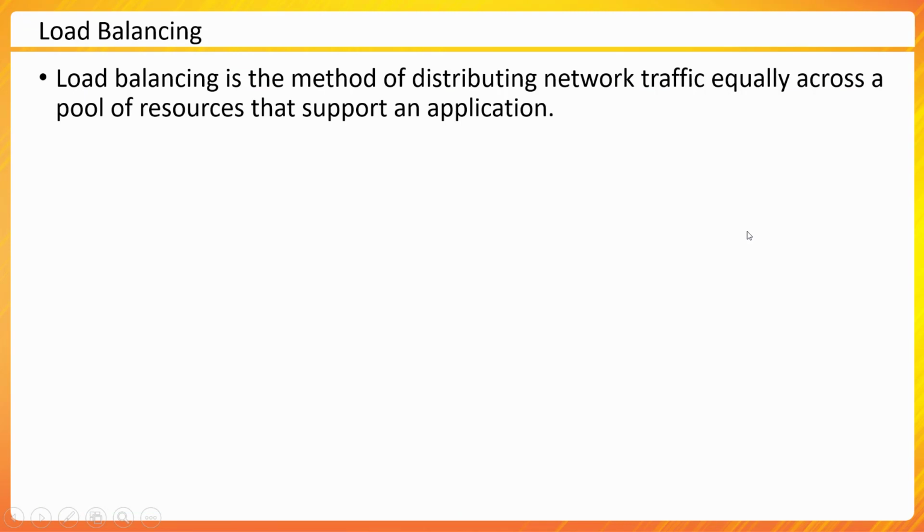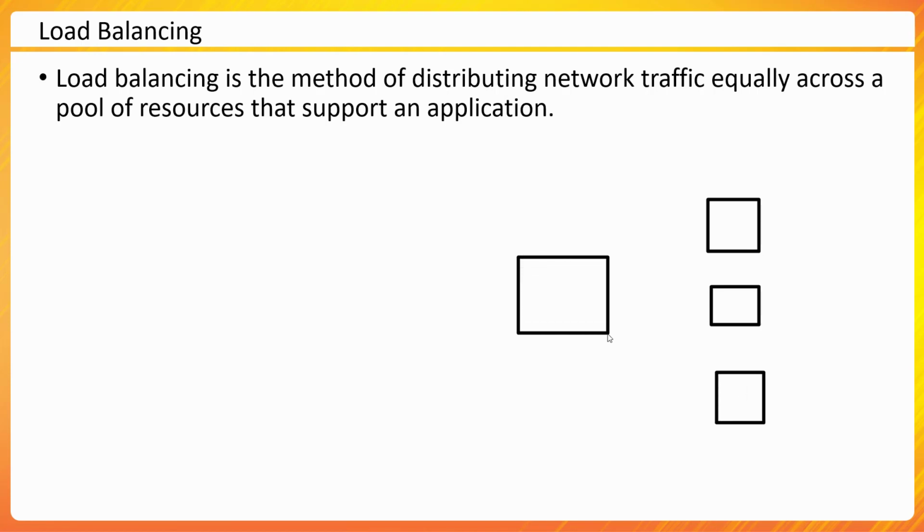Right. So load balancing is the method of distributing network traffic equally across a pool of resources that support an application. The simple idea is I may have multiple resources behind the scenes and they all need to receive requests. That can be done by a load balancer here. This load balancer would use some algorithm to forward traffic to those locations. Now it is just kind of a forwarder. It is not able to store any information.